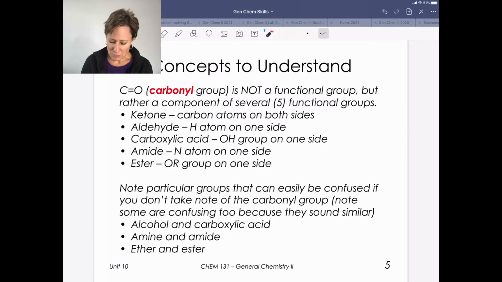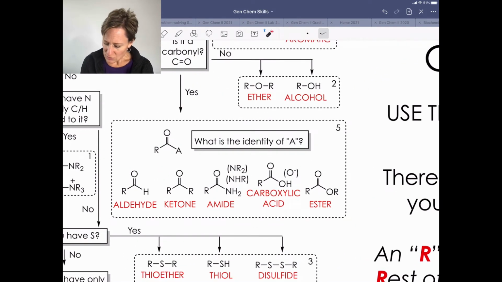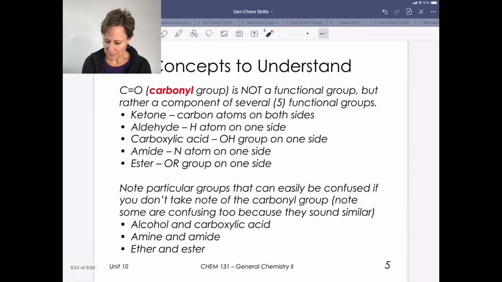And something else that can be a little bit confusing, I'm going to flip back here just for a second. Sometimes students will see this and they'll be like, oh, it's an alcohol. But if you look right next door, there's that carbonyl, which means it's not an alcohol, it's a carboxylic acid. Same thing here. When you see this N, you might say, oh, I see an N, that's an amine. But if it's right next door to a carbonyl group, that's an amide. So we have to make sure that we're able to see all of those different pieces.